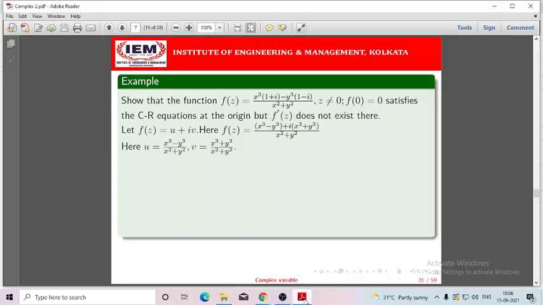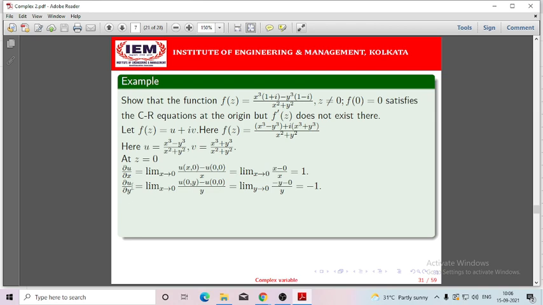So here we need to use this definition. So del u del x means limit x tends to 0, the y coordinate is fixed at 0, the x coordinate is changed from 0 to x, divided by x. If we put x equals x and y equals 0, this will be 1. Similarly del u del y will be minus 1, del v del x will be 1, and del v del y will be 1. So here del u del x at 0, 0 is the same as del v del y at 0, 0, and del u del y at 0, 0 is the same as minus del v del x at 0, 0.